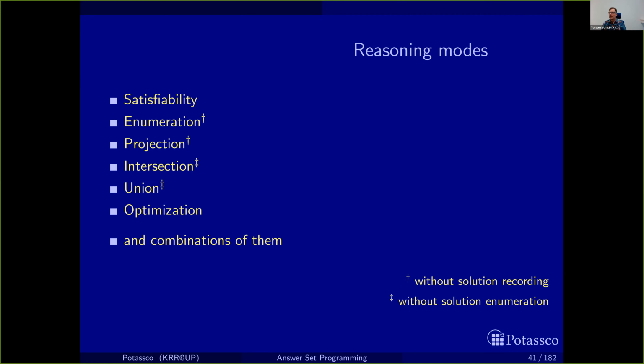And here, if you do this in a straightforward way, you run into exponential space because you do solution recording. But I would say that we were among the earliest who had dedicated algorithms that run in polynomial space, simply because this was needed for knowledge representation and reasoning. Also intersection and union, that's pretty straightforward, and optimization. These are more or less the basic reasoning modes of an ASP solver. And what you often want are combinations of them.